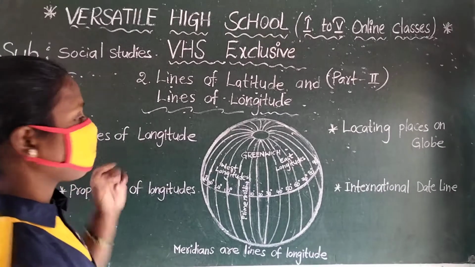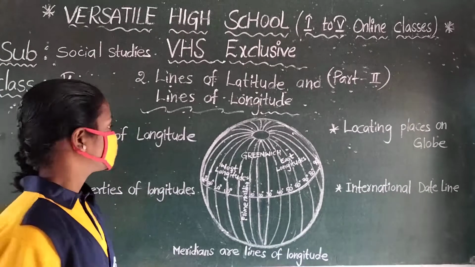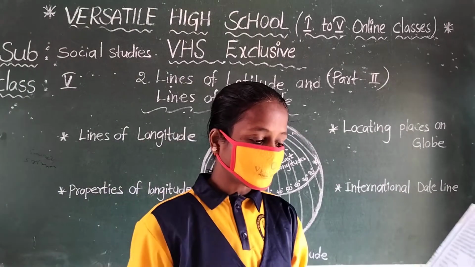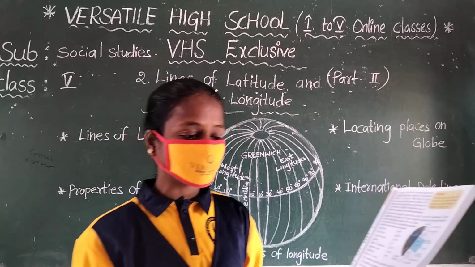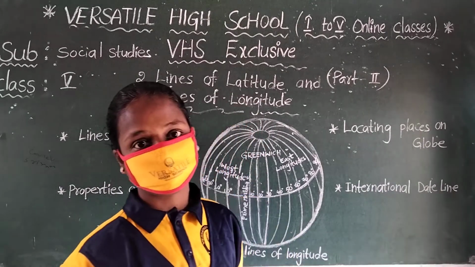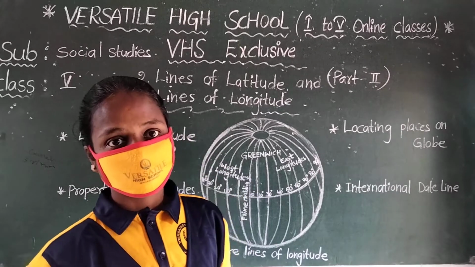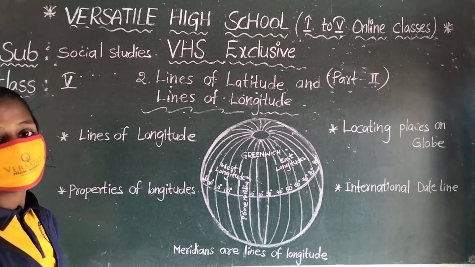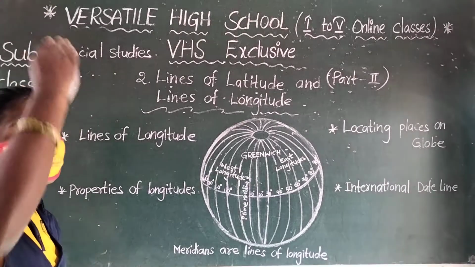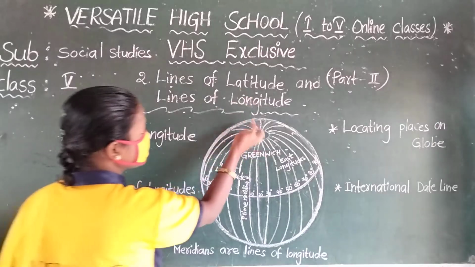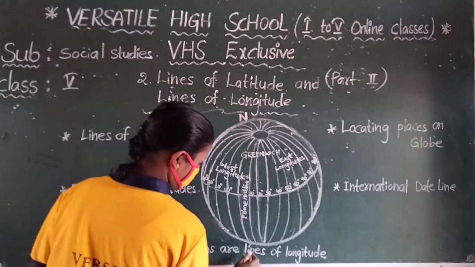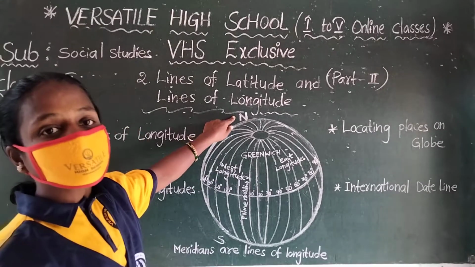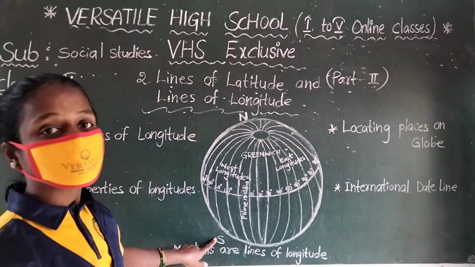Children, listen: lines of longitude. Beside the latitudes, we see another set of lines which run from north to south. Where is the north? The upper part is north, the lower part is south. This direction is north and this is the south. I am denoting that N means north, S means south.